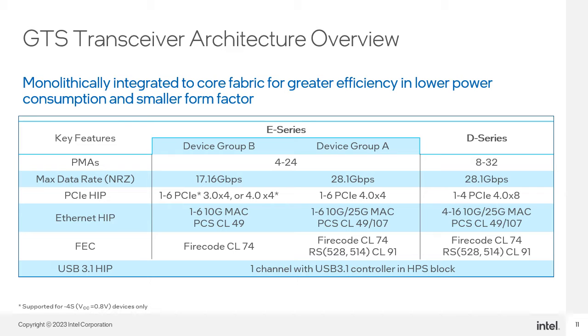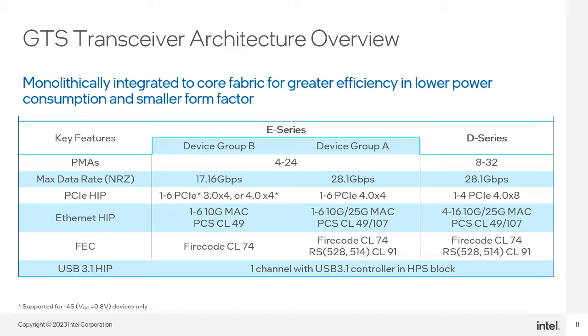Device group B has PCI Express HIP that is running at 3.0 and 4.0 for certain devices. It has Ethernet running at 10G and forward error correction, FEC, supporting the 10G data rate. Compared to Group B, Group A has PCI Express HIP running at 4.0 and Ethernet HIP running at 25G, so the FEC is also supporting the 25G data rate.